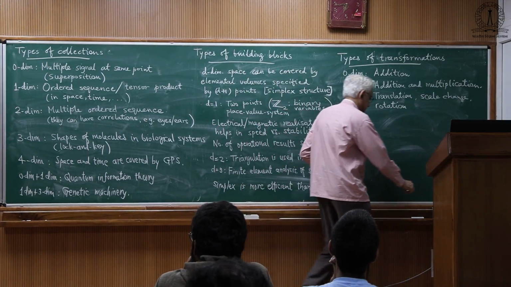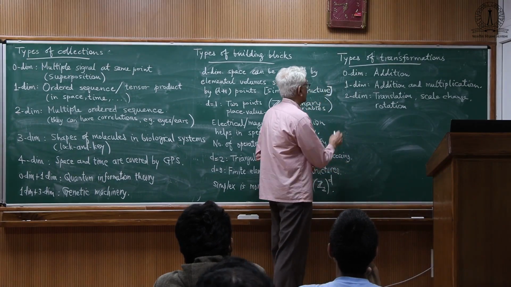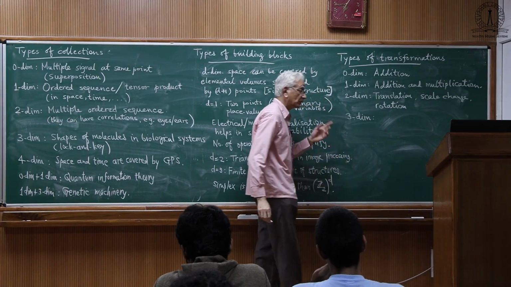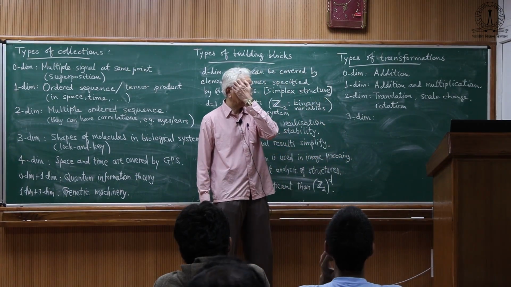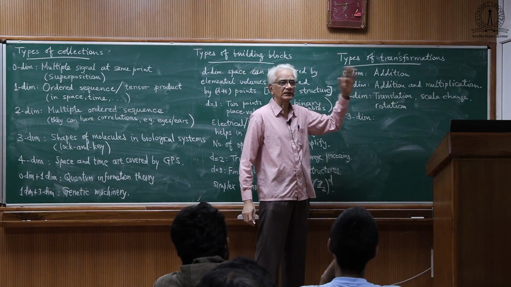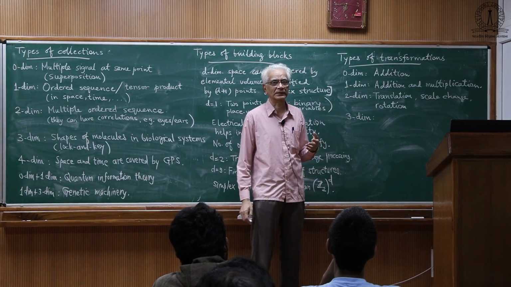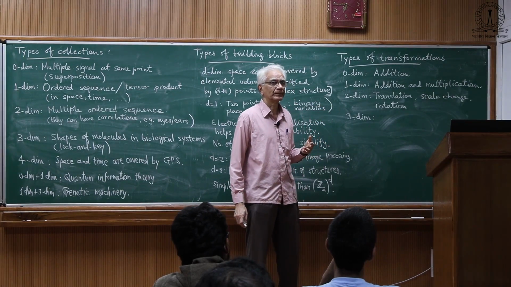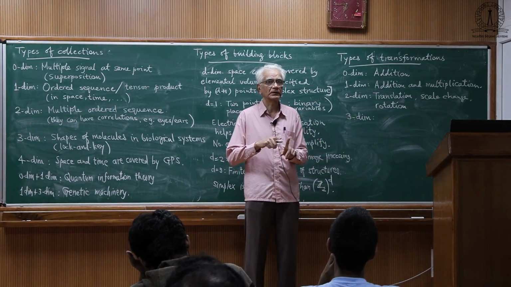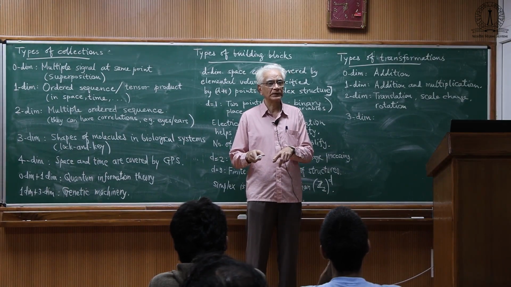Now we have translations, scale change, but the rotations become more complex. Two-dimensional rotations were commutative. You have only one axis along which you rotate, and then the rotation angles simply add when you combine successive rotations.